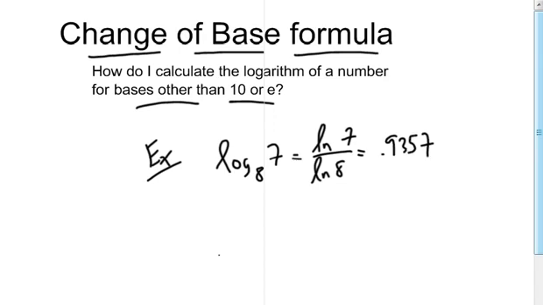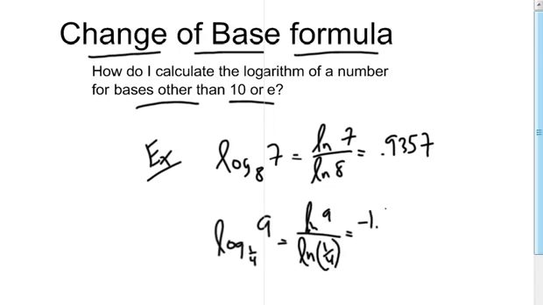Type it in, enter, boom, 0.9375. That's it. That's all you have to do. So if you have, this is a weird one, but might be one you see on homework, log base 1/4 of 9, that's just natural log of 9 divided by natural log of 1/4. That's going to end up being negative 1.585.